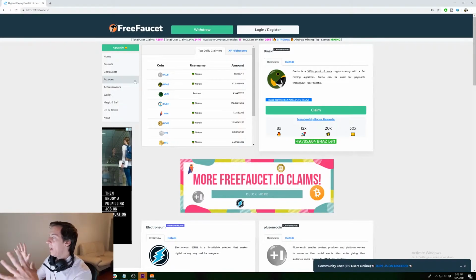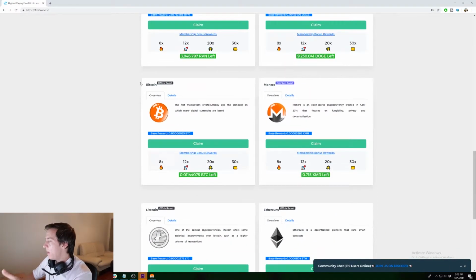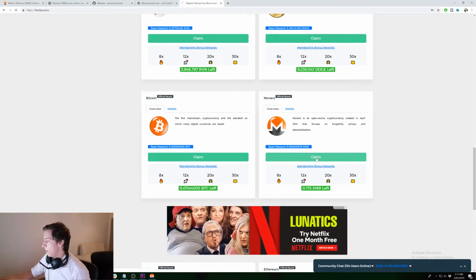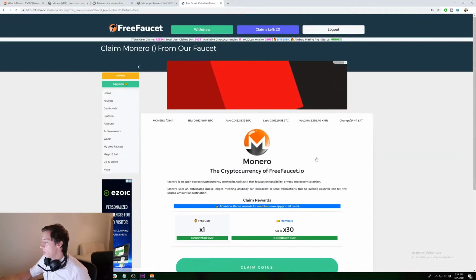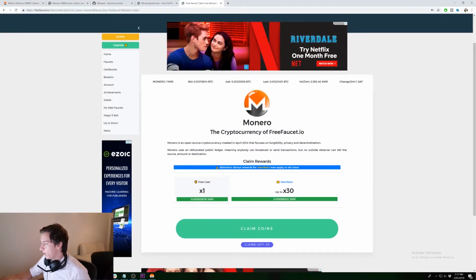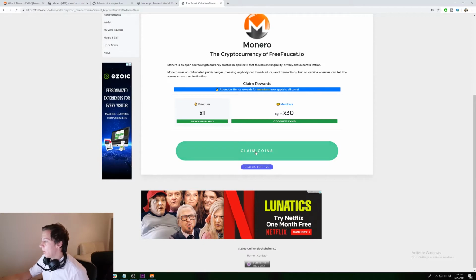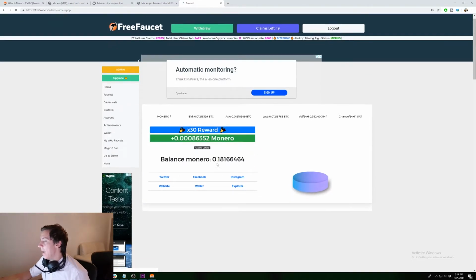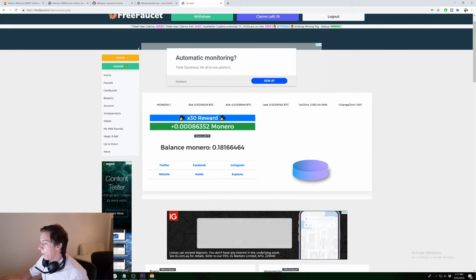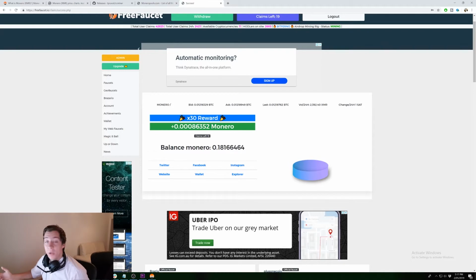Once you've done that, you will be headed to this page here, and you just want to scroll down a little bit to the bottom, and you will see that we have a Monero faucet right here. Just click the claim button once you're logged in, and then you will be sent to this page here, which is just a little bit of information about Monero and the price up here. Then what you want to do is click this claim coins, and that is everything. You have now claimed Monero, and it's going to show you just here how much Monero you've claimed and your balance here as well. And Free Faucet also offers a whole bunch of other coins as well if you're interested. We have Bitcoin, Litecoin, Dogecoin, Electronium, and a whole bunch of other ones as well.